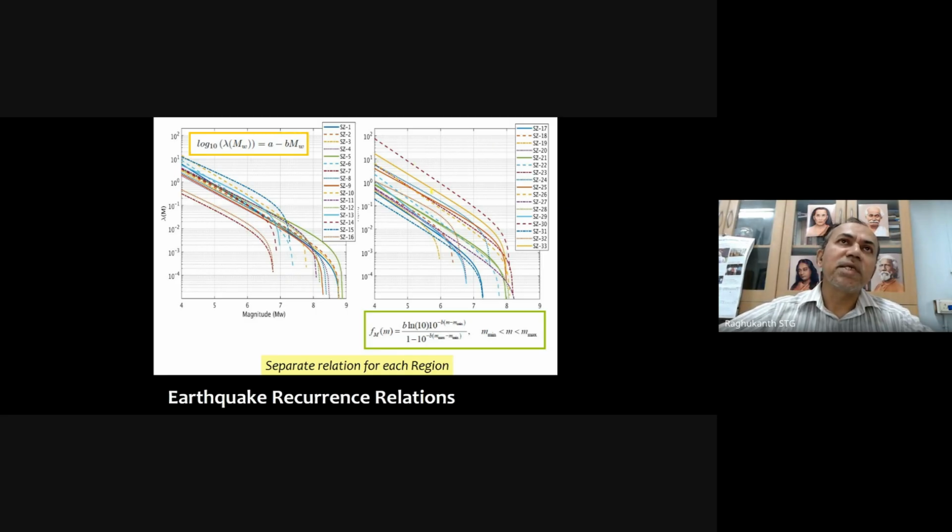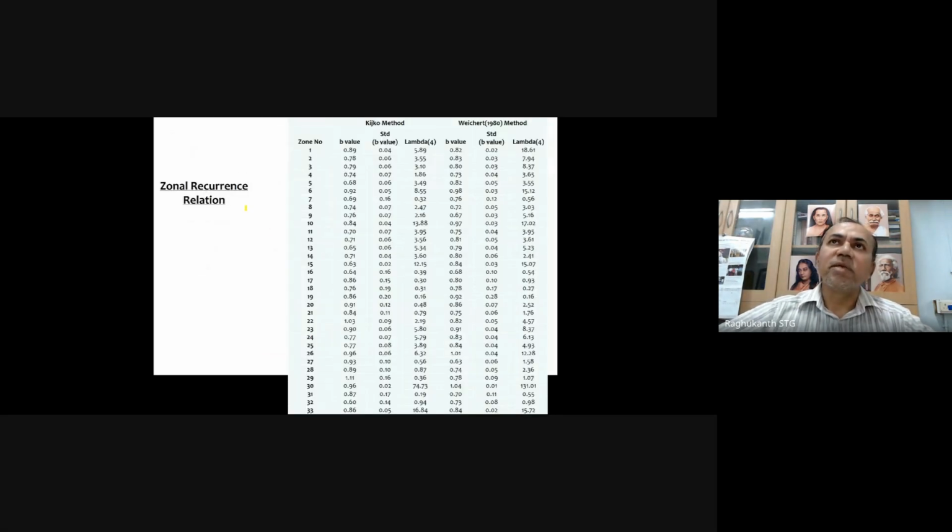This recurrence relation will tell me the probability density function for the magnitude. Apart from that, it also gives me the maximum magnitude possible in a given zone itself. So this has been estimated, and these are the values. For the B value, as I already mentioned, the uncertainties have also been included, so we will get a standard deviation also. If the standard deviation is very high, that means your data quality is very poor. If the data quality is very good, the standard deviations will be very small.